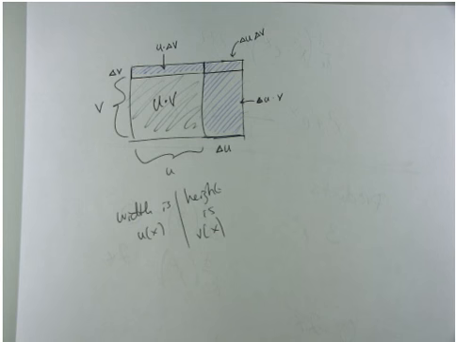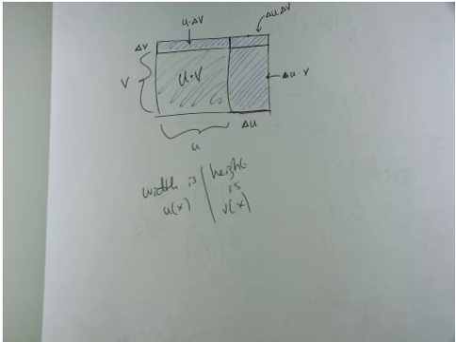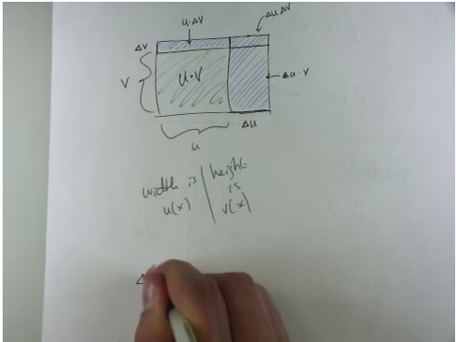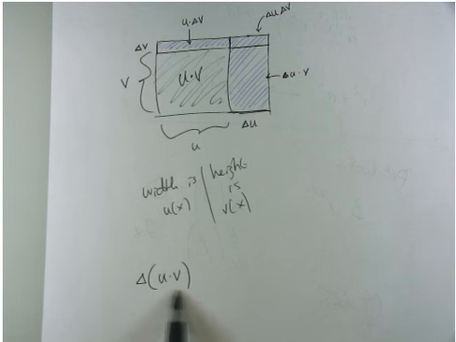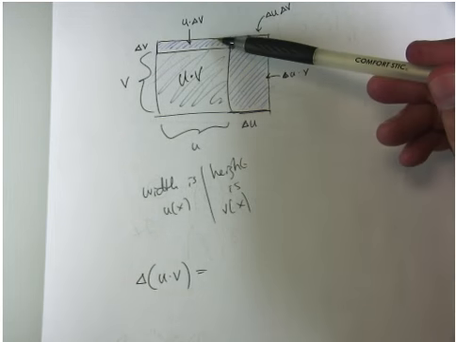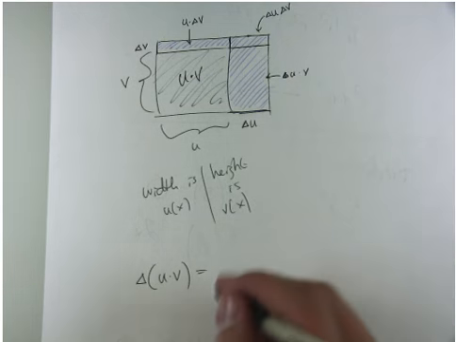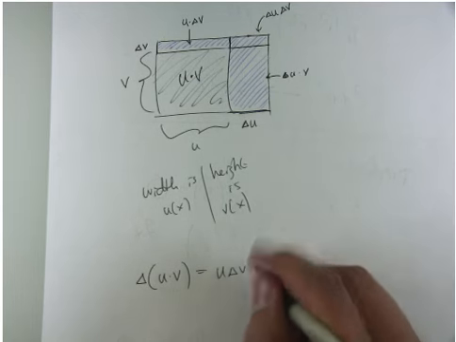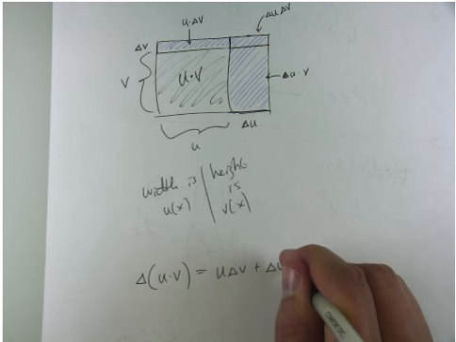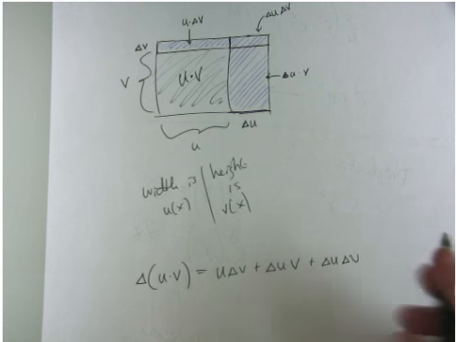So if I were measuring how much the product has changed, if I want to measure what the change in the product is, I can just add up these blue areas and I'll get how much change there was. So it's going to be U delta V plus delta U times V plus delta U delta V.